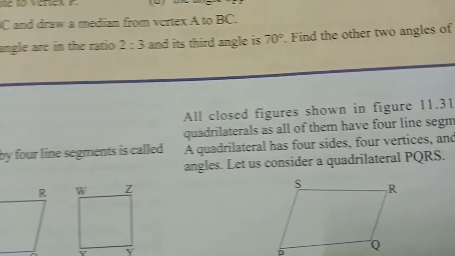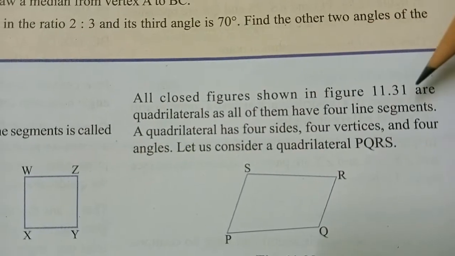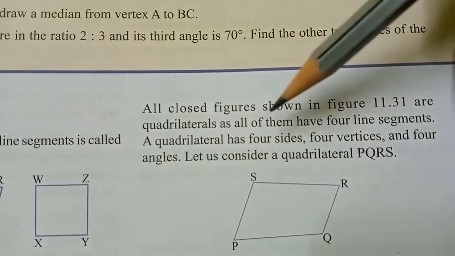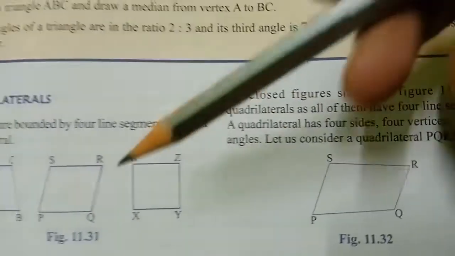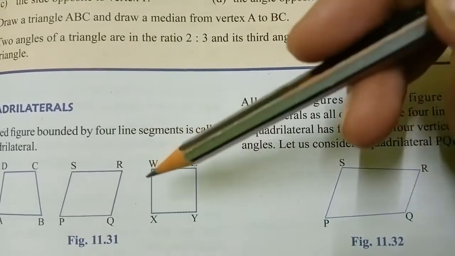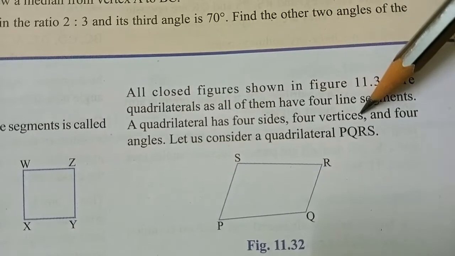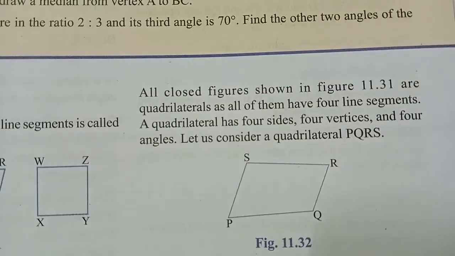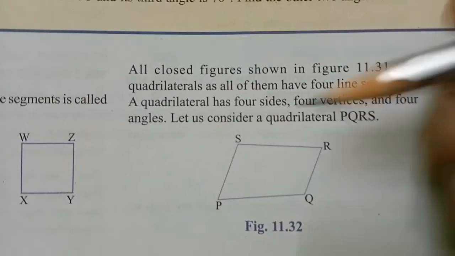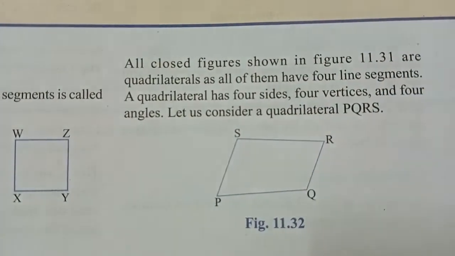Okay, so all closed figures shown in figure 11.31 are quadrilaterals, as all of them have four line segments. Here all the figures are known as quadrilaterals. A quadrilateral has four sides, four vertices and four angles. Okay, understood? So quadrilateral has how many sides? Four sides. You can see.